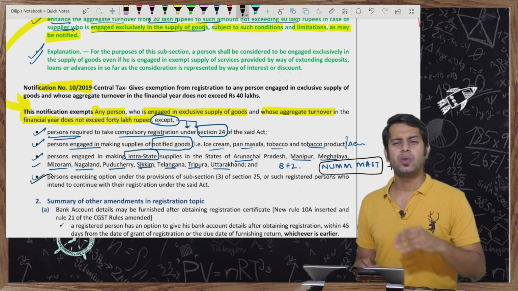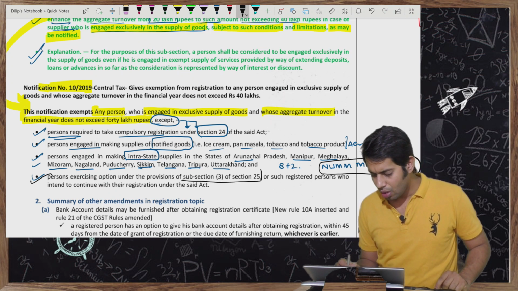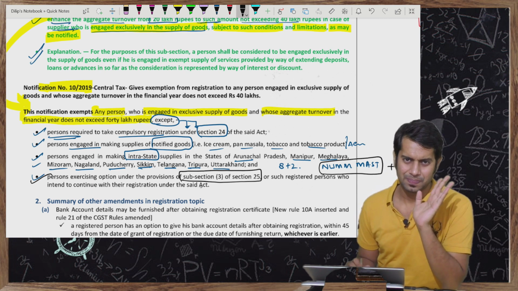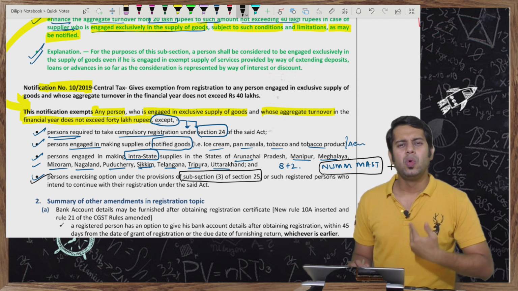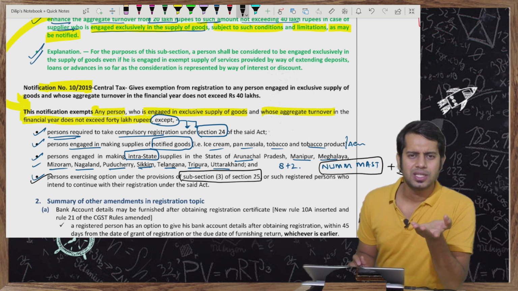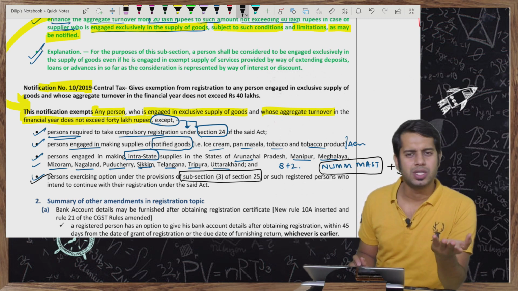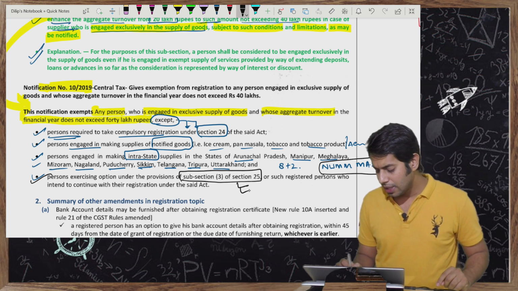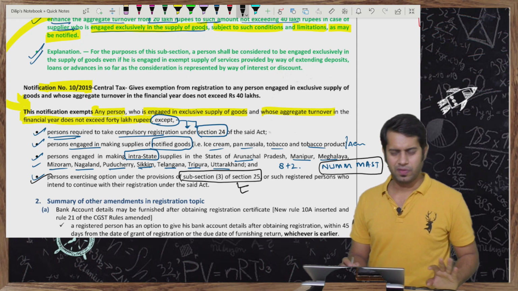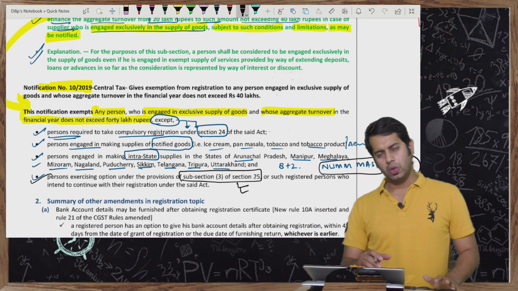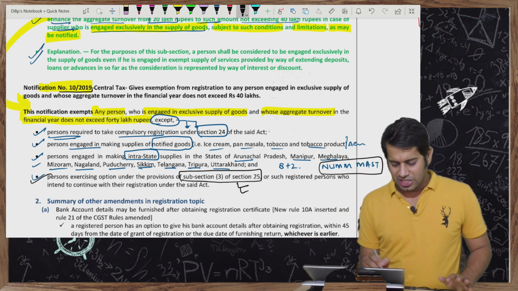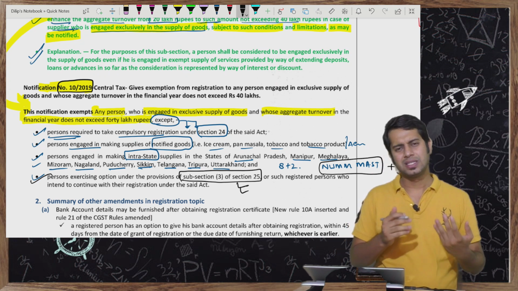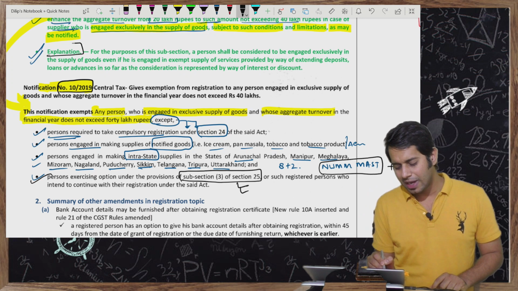And you are a person who is exercising the option of section 25 subsection 3, meaning you are taking voluntary registration. If you are taking voluntary registration, who am I to stop you? If you want to take registration when your turnover is 0, you can. If you want to take registration when your turnover is 1 lakh, you can. So if you are taking voluntary registration, then also this notification will not be applicable to you. So to incorporate this change in the section, they have inserted a new proviso, and also they have given an explanation.